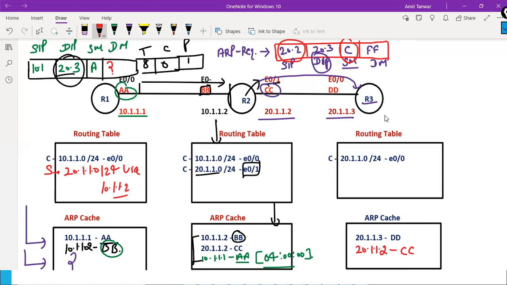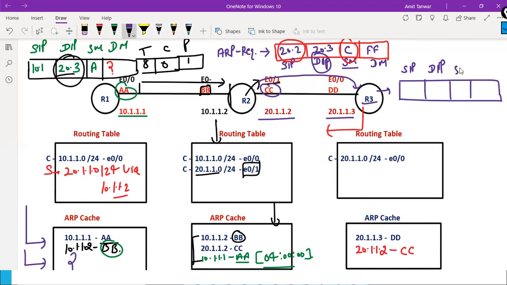Okay. It's time to send the reply back. So this router will generate the ARP reply. Source IP, destination IP, source MAC, destination MAC. What's the source IP? Source IP will be 20.3. What's the destination IP? 20.2. What's the source MAC? We'll check its ARP cache. Do we have any entry for 20.3? Source MAC is D. What's the destination MAC? It's C, and it will be updated, and then we'll send the packet.